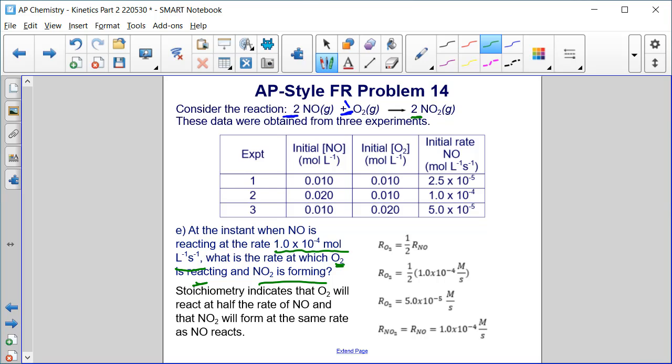So that rate will be the same. For the O2, we just take half of the rate of the NO. So half of 1.0 times 10 to the minus 4 is 5 times 10 to the minus 5. And for the NO2, it's the same rate as the NO, 1 times 10 to the minus 4 molarity per second.